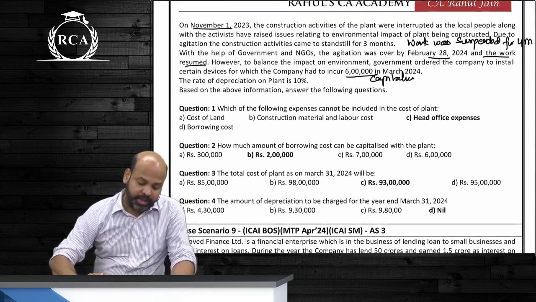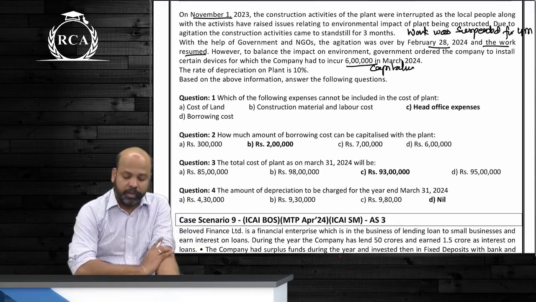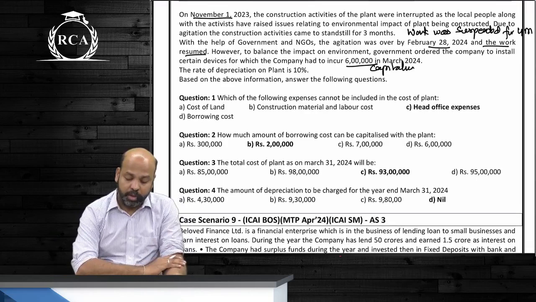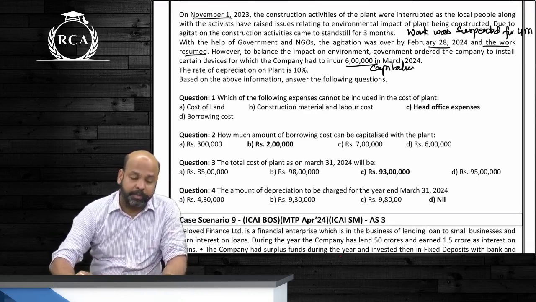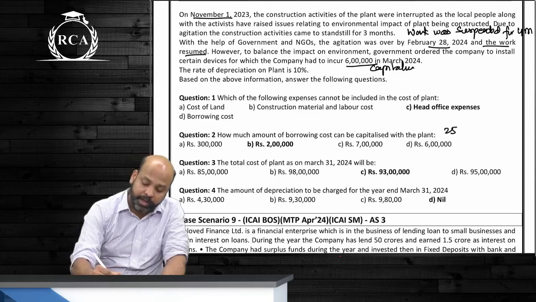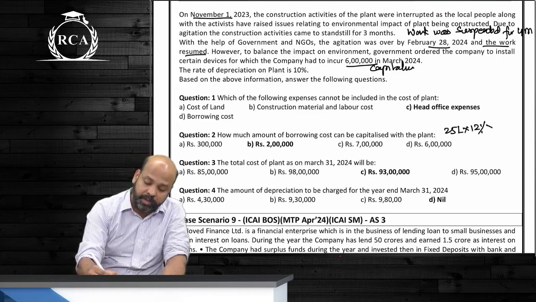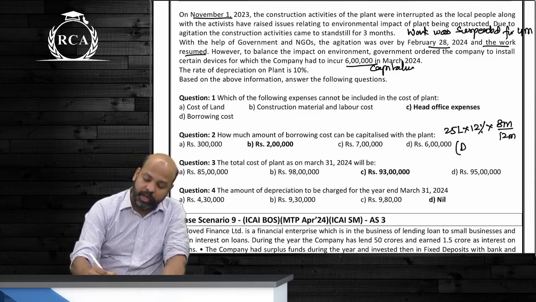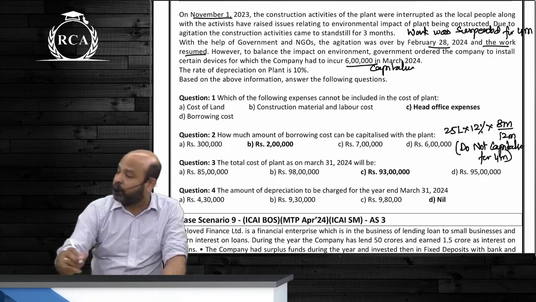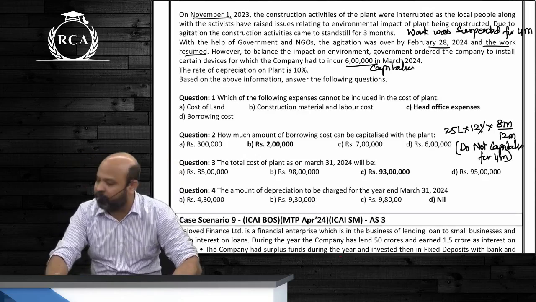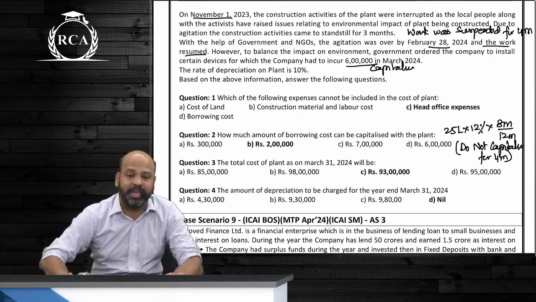Now, first bit, guys, which of the following expenses cannot be included in the cost of the plant? Head office expenses. How much of the borrowing cost can be capitalized with the plant? Specific borrowing, beta, 25 lakhs multiplied by 12% for 8 months. Why 8 months? 4 months के लिए बेटा it is suspended. You can write: do not capitalize for how many months? 4 months. Do not capitalize for 4 months बेटा, बाकी पूरा 8 months का cost, guys, can be capitalized.